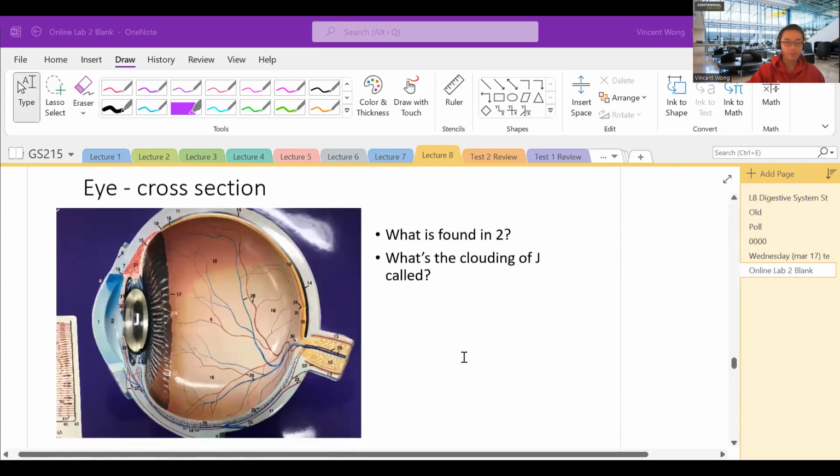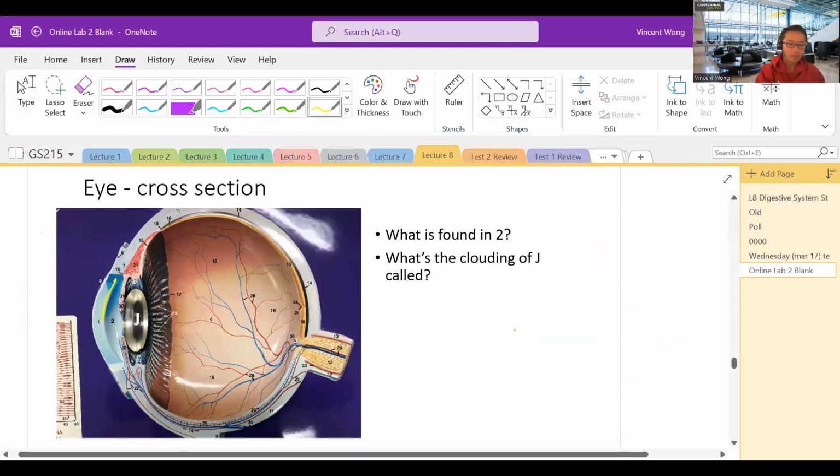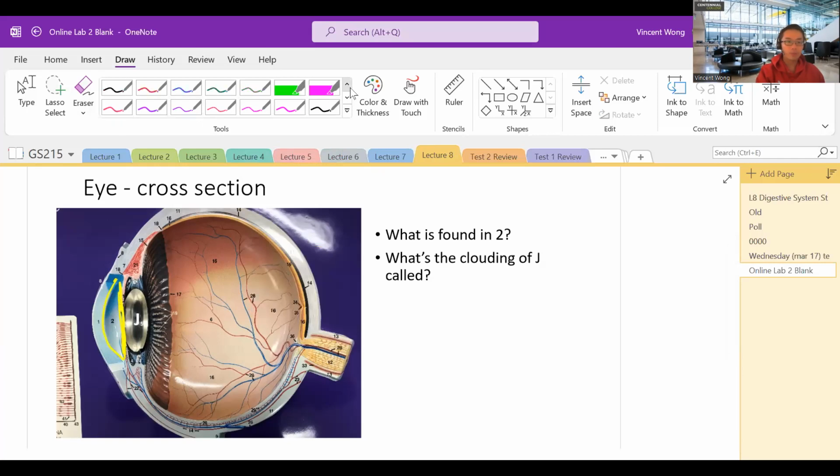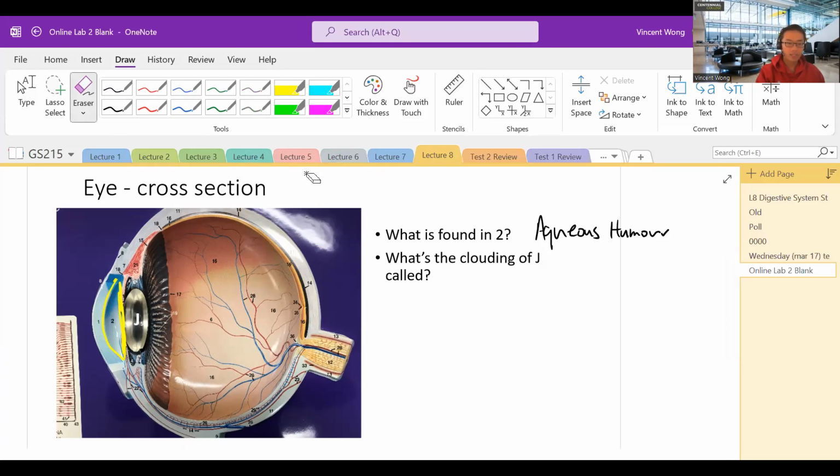Last eyeball. What is found in number 2? Okay. Might take you some time to look for number 2, but number 2 is right here. So what's found in number 2? Aqueous humor, which nourishes the lens as well as the cornea. The lens and the cornea. Okay.